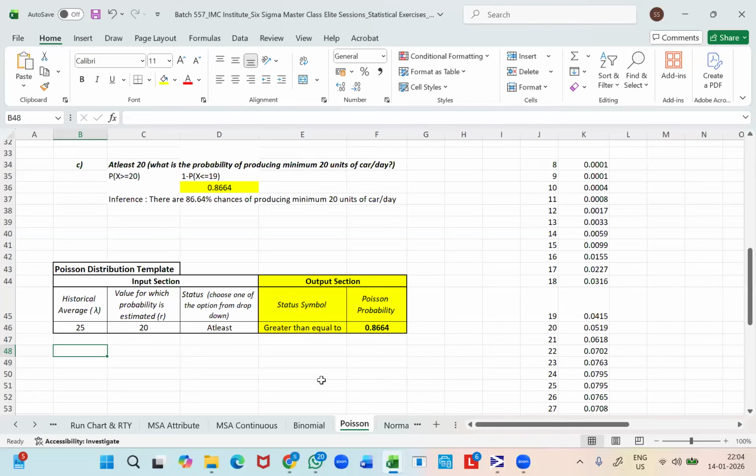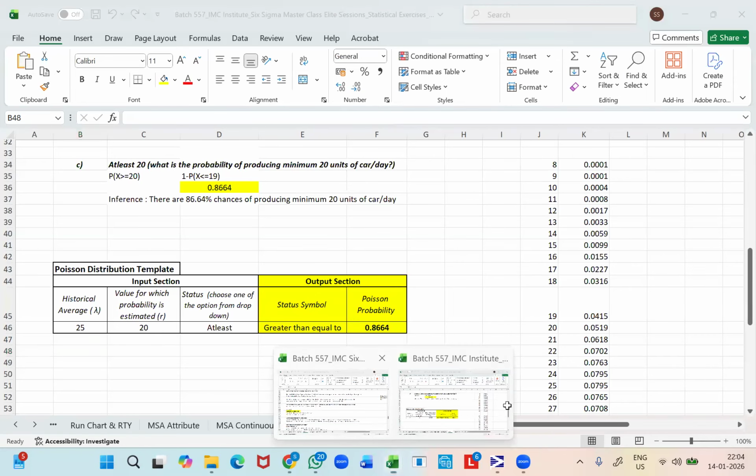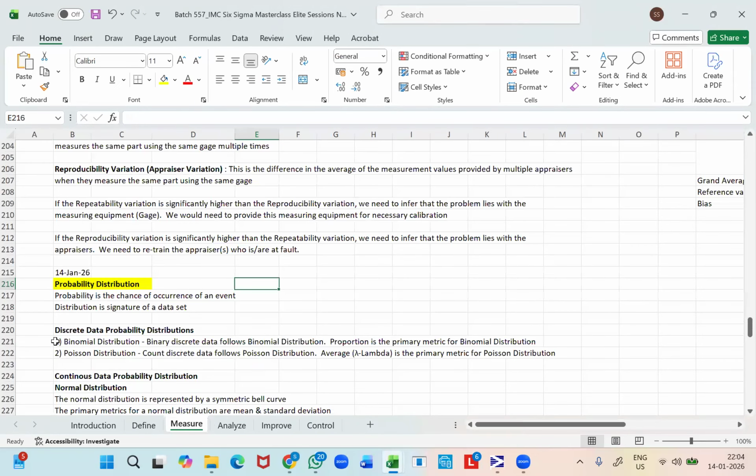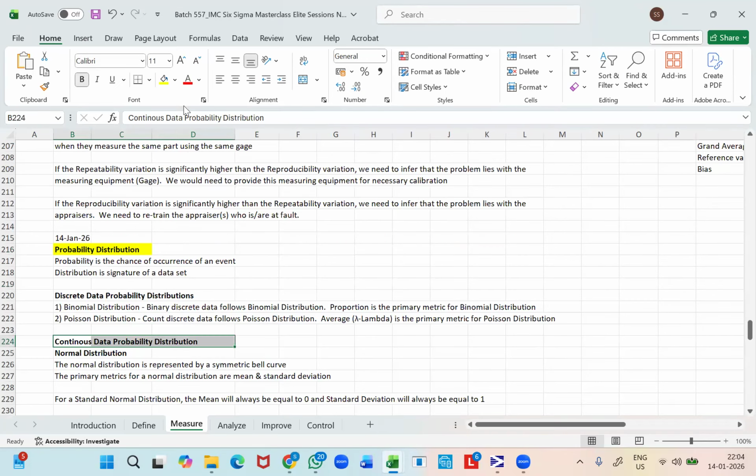So now let us move on to the continuous data probability distribution, which is the normal distribution. And this is a very, very famous continuous data probability distribution. As I told you yesterday, we have a host of continuous data probability distributions. Apart from normal, we have exponential, Weibull, log normal, Erlang, uniform, Pareto, and gamma distribution. So all these are continuous data probability distributions. But as I told you, the normal distribution is the most famous one.